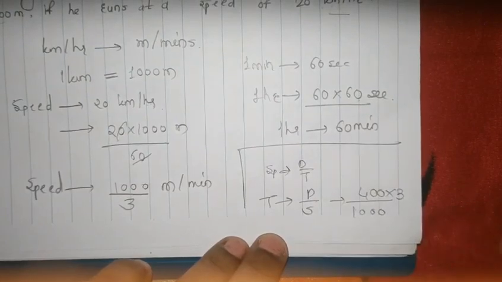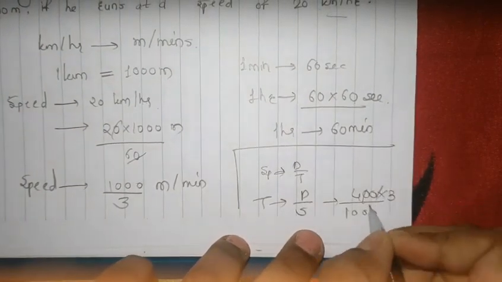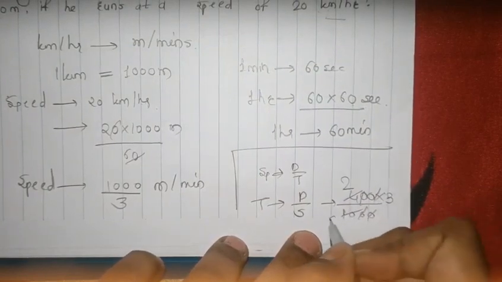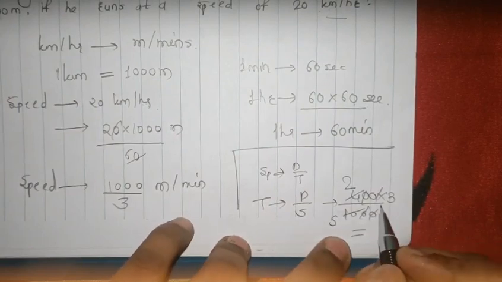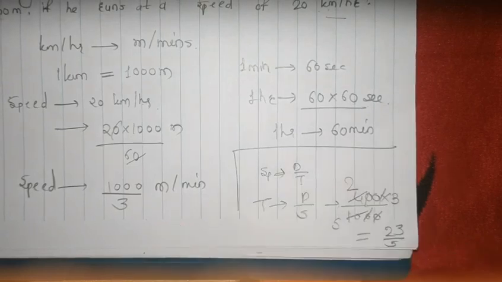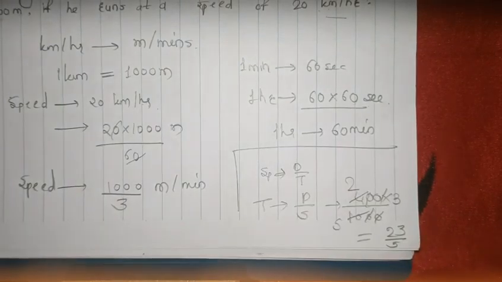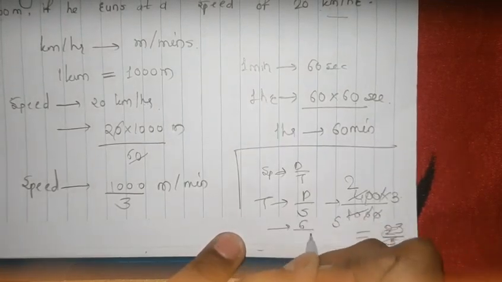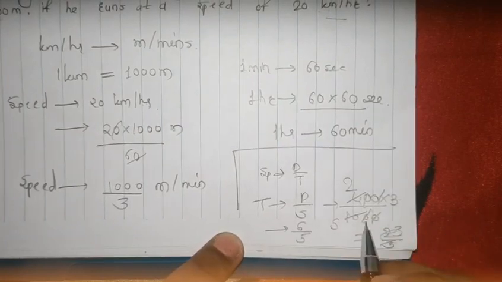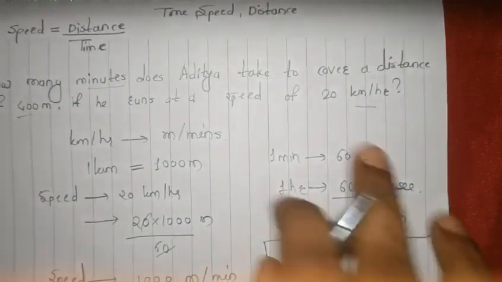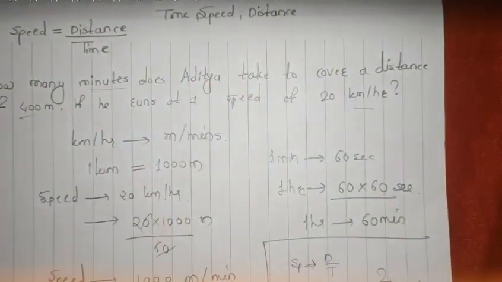So just take it in the numerator. The common factor is 2, so 2 twos are 2, 5 twos are 10. So your time taken is 2 into 3, that is 6 upon 5, right? Sorry, it is not 23, it is 6 upon 5 minutes. So 6 upon 5 minutes are required for Aditya to cover a distance of 400 meters.